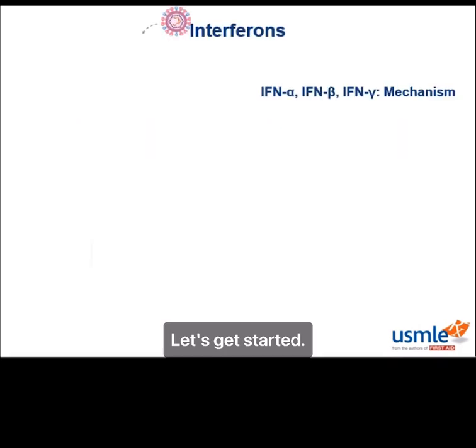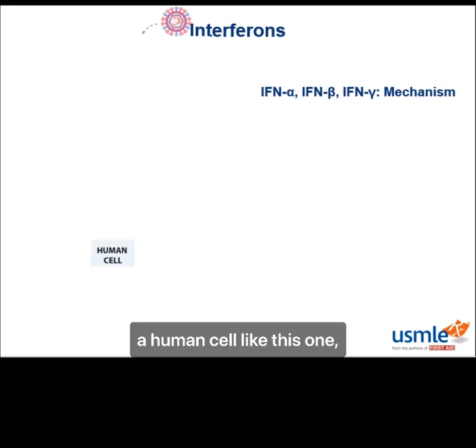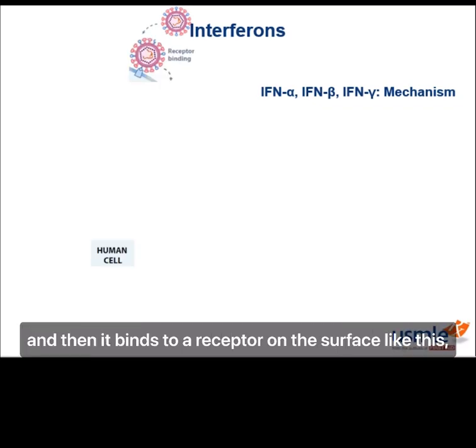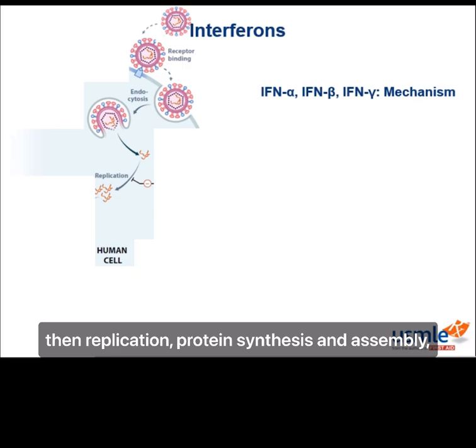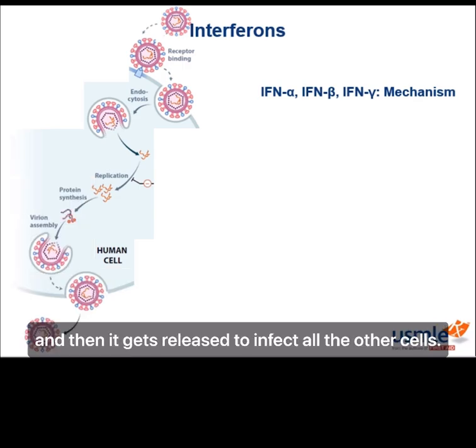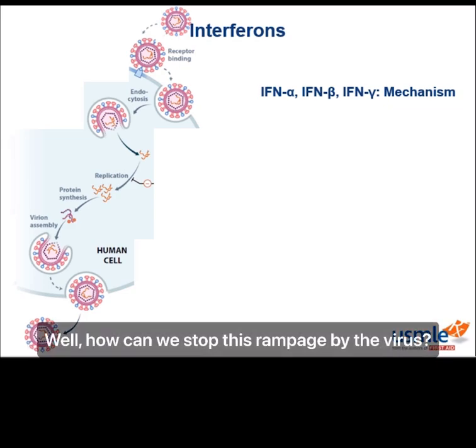Let's get started. So let's say a virus, like this one, comes across a human cell, like this one, and then it binds to a receptor on the surface, like this. And it eventually gets endocytosed, like this, then replication, protein synthesis, and assembly, and then it gets released to infect all the other cells. Well, how can we stop this rampage by the virus?